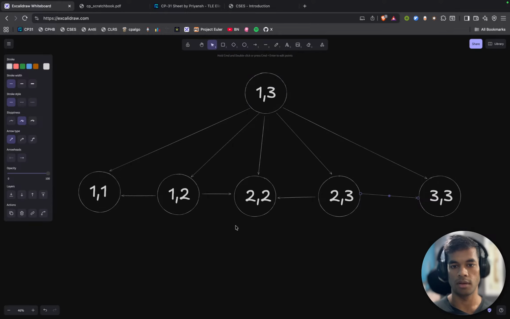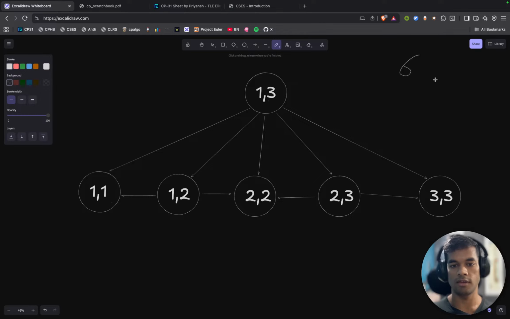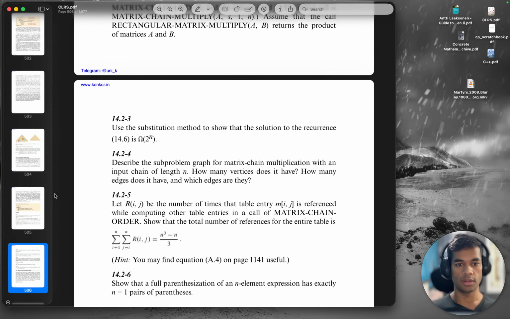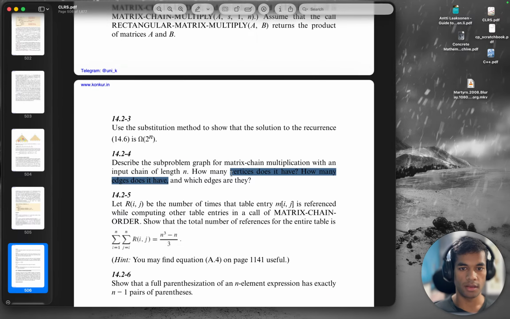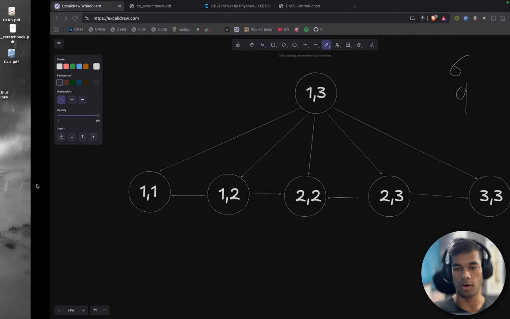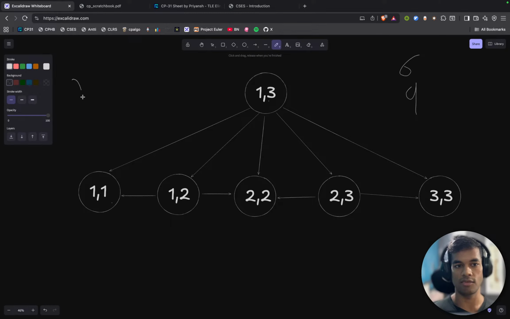So here we have 6 vertices, and 1, 2, 3, 4, 5, 6, 7, 8, 9 edges. That is the answer. Here you go. But we made it for one specific case when n equals 3. They are asking for the general case of n. This is good enough.